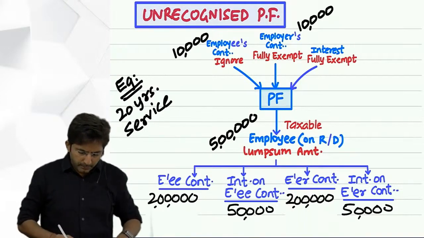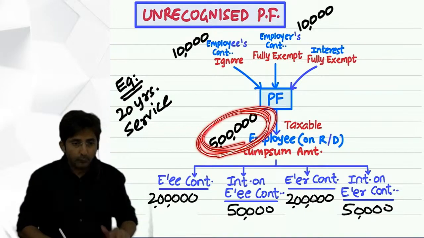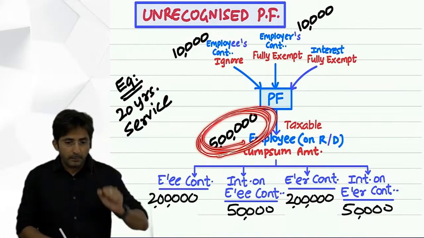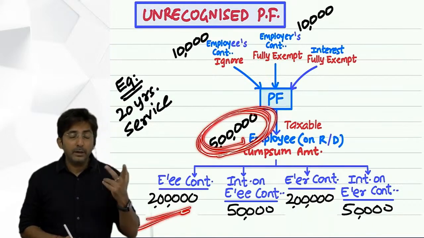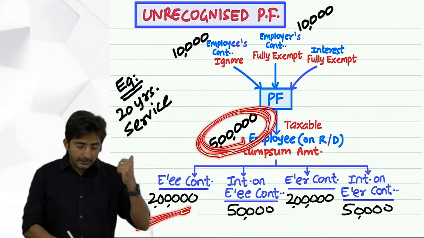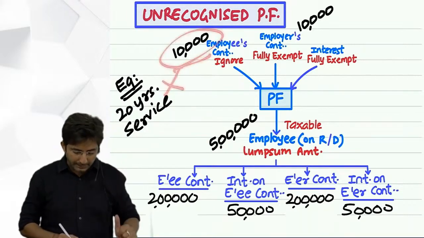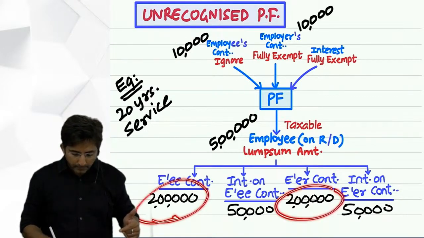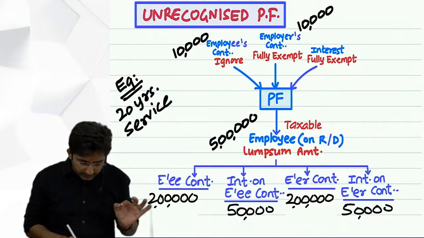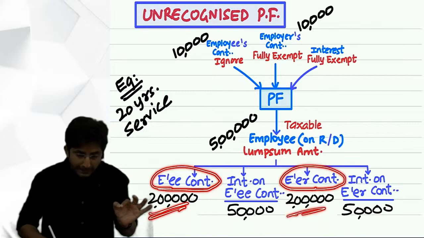Okay. Now, in my example, I am assuming he has received 5 lakhs. Now, what is the breakup of 5 lakhs, you know? 2 lakhs employee contributed. How did we get 2 lakhs? 10,000 every year, so for 20 years it becomes 2 lakhs. So 2 lakhs employee contributed, 2 lakhs employer contributed. This is the employer's contribution. Both contributed 2 lakhs.